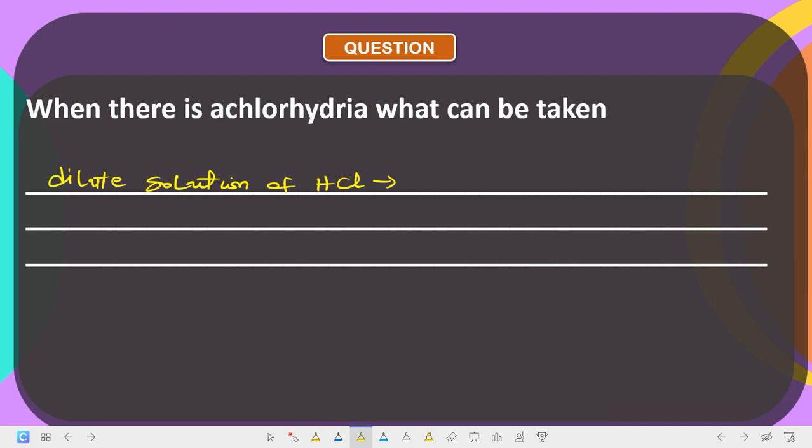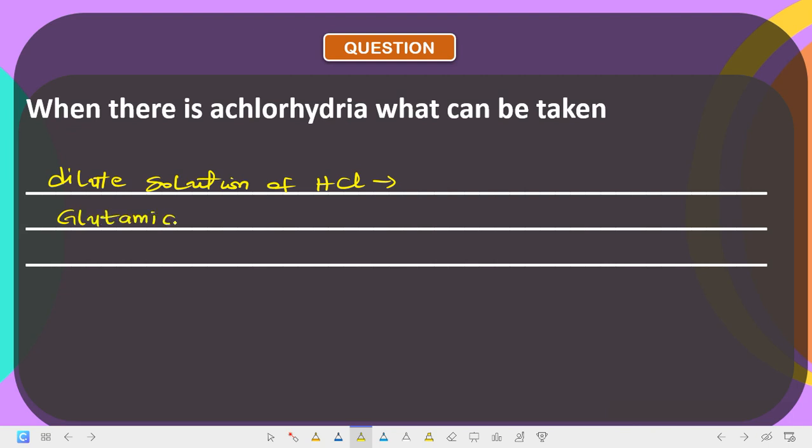Okay, when there is achlorhydria, what can be taken? We say dilute solution of HCl. Now, because of the acidic nature of HCl, it causes irritating action on the mucous membrane and also injuries to the tooth enamel. Are we getting it? So these are the two things that it may cause. So it is not often recommended, but one that is advisable for use is glutamic acid.